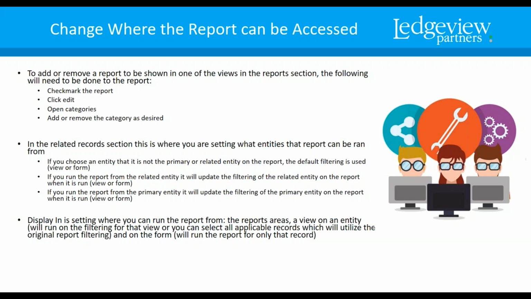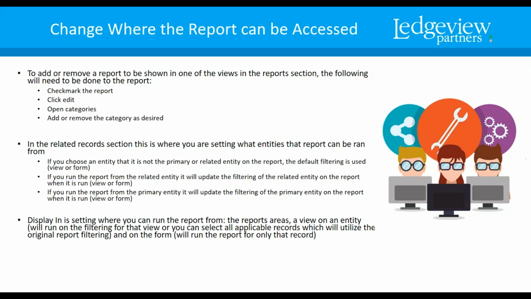ran from, okay? This is interesting because you can choose an entity that is not even listed on the report at all. Like for the one we just did, you could list cases. And when you do that, it's literally just going to use the default filtering, as if you ran it from the report section. If you run it from the related entity, from let's say a view, it's going to use the filtering of that view on that report. Or if you run it just from a record of the related entity, it's going to go from just that record. I'll show you exactly how that looks.